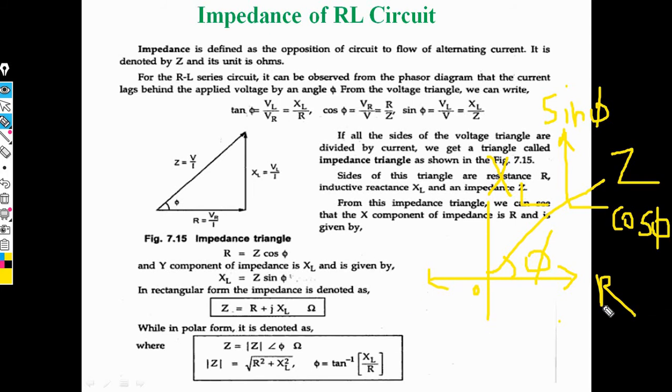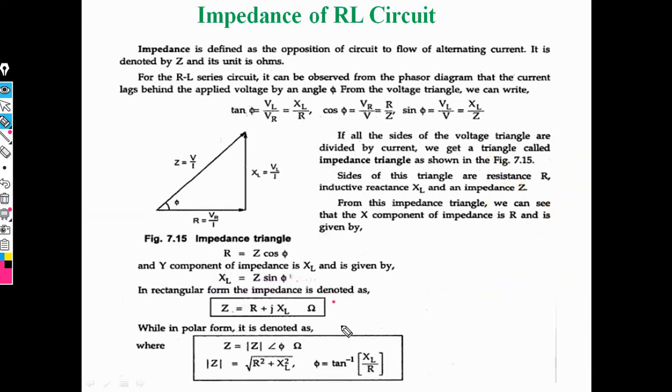Then R is equal to Z cos phi, that is R is equal to Z into cos phi. Then XL is equal to Z into sin phi. But impedance Z is equal to R plus jXL, that is the R value and the XL value, and this impedance will be measured in ohm. Then we also need this impedance to be calculated.